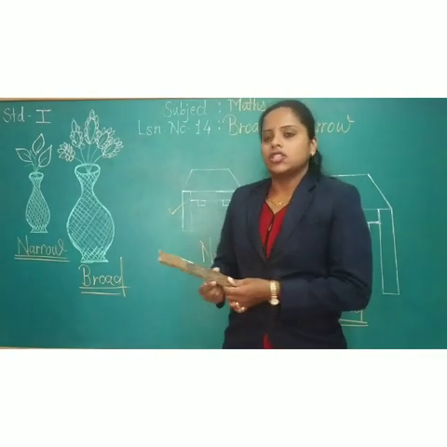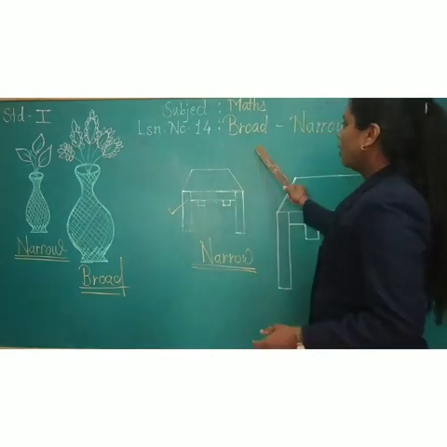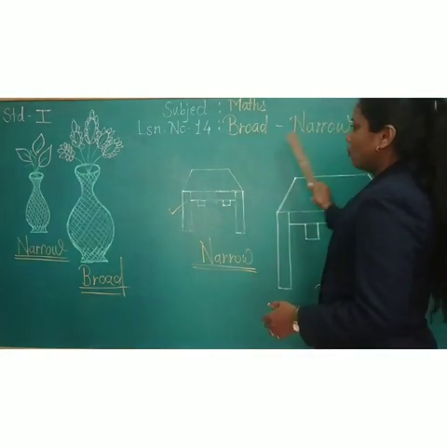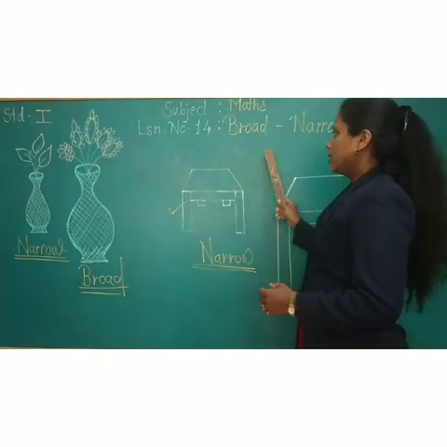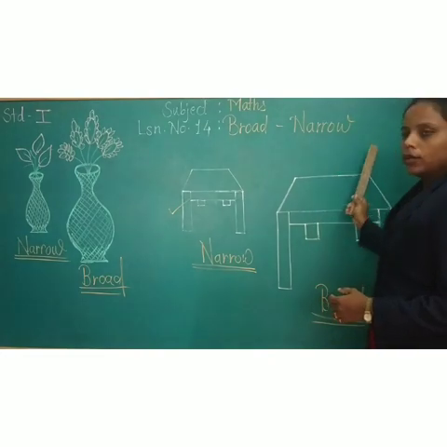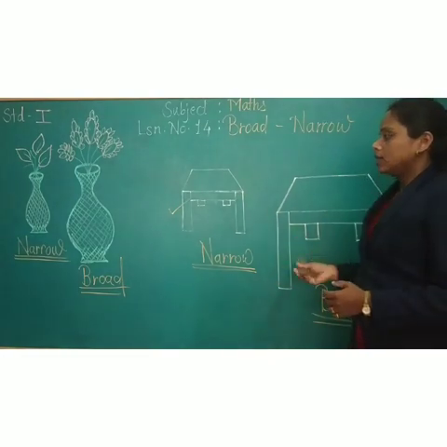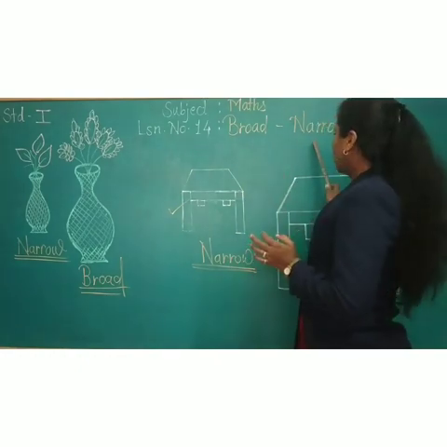So in this chapter we learned about broad and narrow. B-R-O-A-D, broad. Broad means which things are in the big size, called broad, and narrow, N-A-R-R-O-W, narrow, means which things look small in size, called narrow.